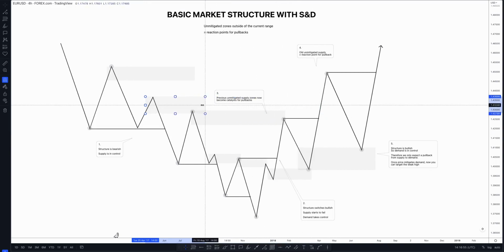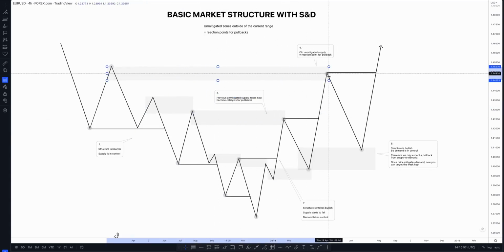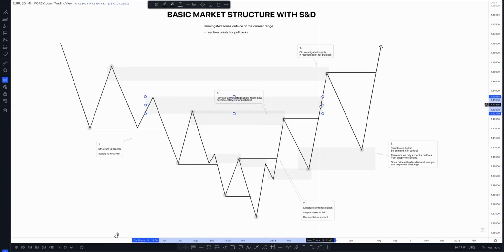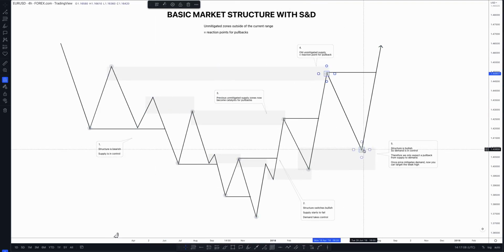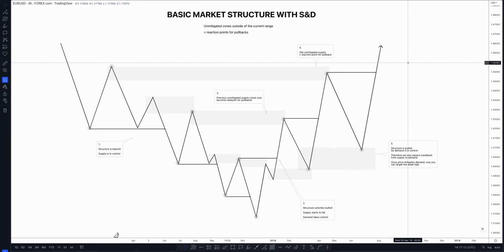I'm going to be more concentrating on this zone up here, okay? So I'll be aware of it and I'll have it in the back of my mind that potentially price could reverse from within here, but it's much more likely to be a completely unmitigated zone up here, okay? And then we can play the pullback down into demand. And then obviously we know that demand is in control and we expect price to go there to the upside.